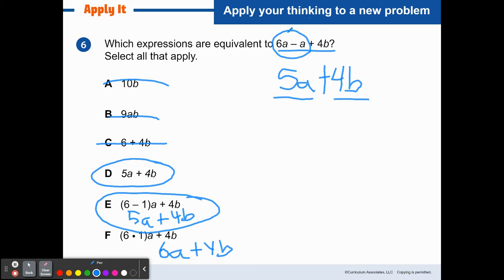So again, just make sure when trying to decide if expressions are equivalent that you are first combining like terms.